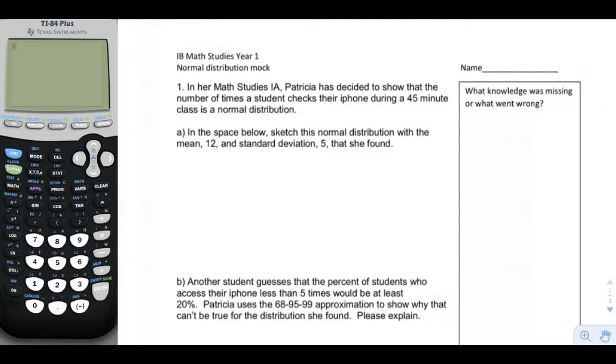Problem number 1. In her math studies IA, Patricia has decided to show that the number of times a student checks their iPhone during a 45-minute class is a normal distribution. So in the space below, sketch this normal distribution with the mean, 12, and the standard deviation, 5, that she found.